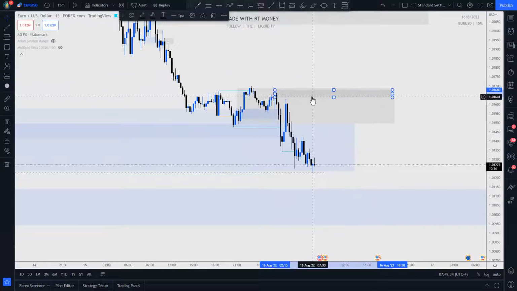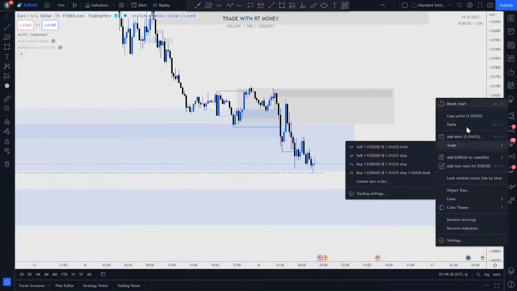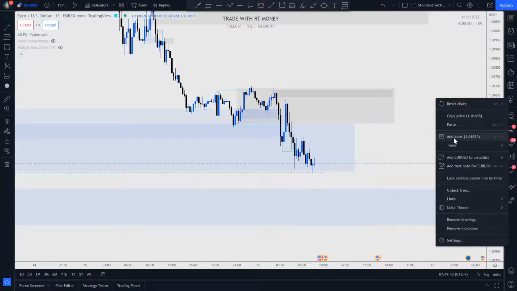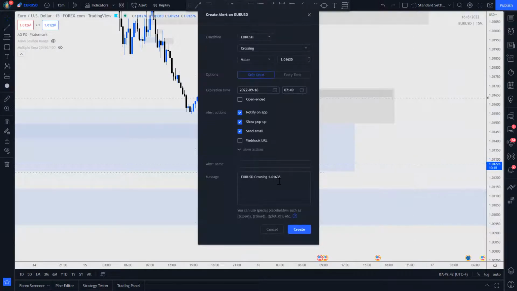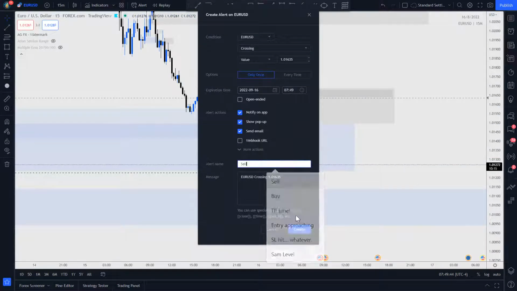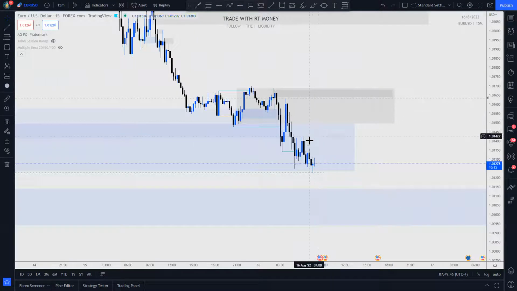Once it gets up here to this 15-minute zone, I'm going to leave an alert here, right? The price reaches up here, I'm looking for a change of character, and I'll take price to the downside from here. I would.